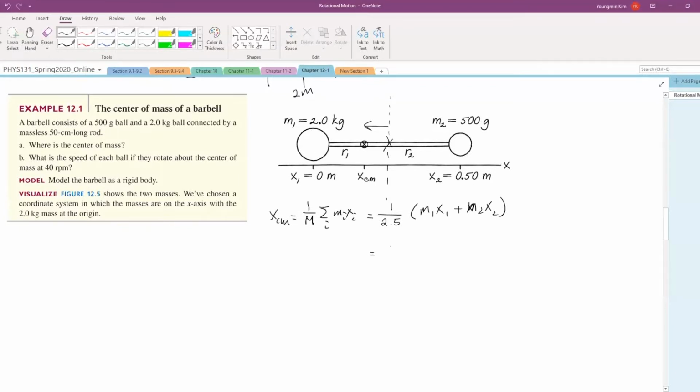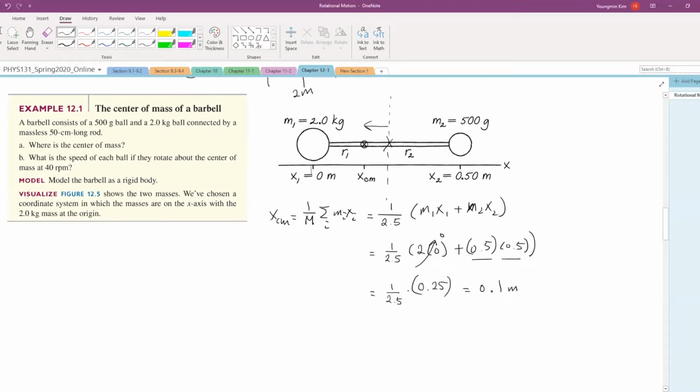So this will become 1 over 2.5. Here you have 2 kilograms times 0 plus m2, which is 0.5. And the distance from this point all the way to the end is 50 centimeters, so that is 0.5 here. So this is 0. You have 1 over 2.5 multiplied by 0.5, 0.25 here, and that gives you 0.1 meter.